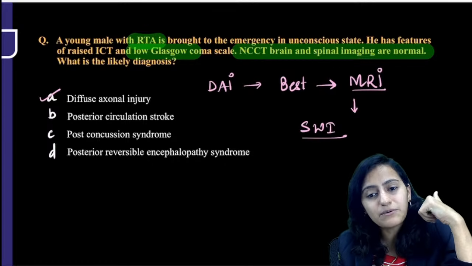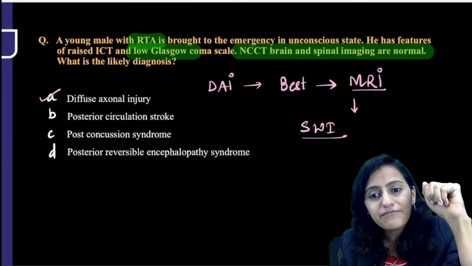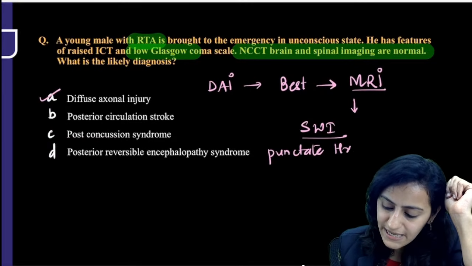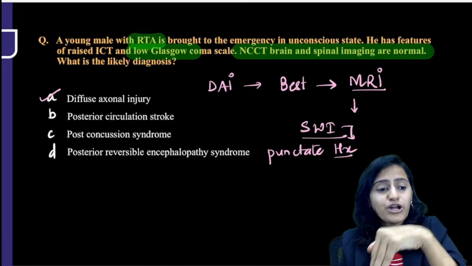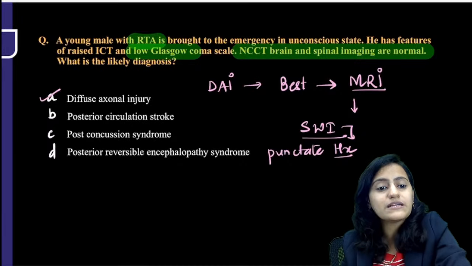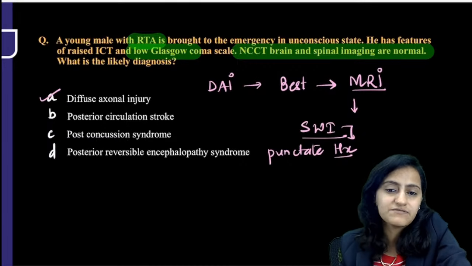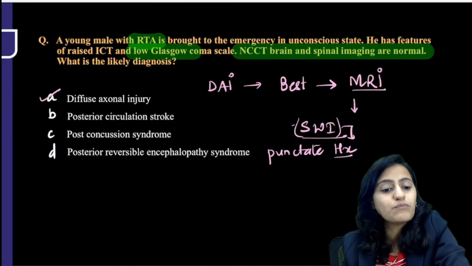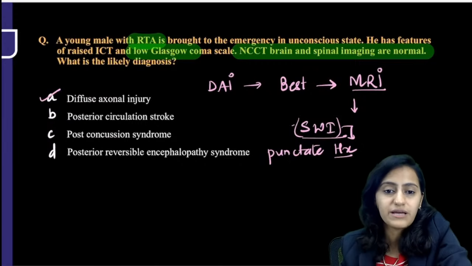Why susceptibility weighted imaging? Because in diffuse axonal injury, we want to look for punctate hemorrhages. For hemorrhage, susceptibility weighted imaging is the most sensitive sequence in MRI. So remember, it is SWI, which is the most sensitive sequence for hemorrhage.